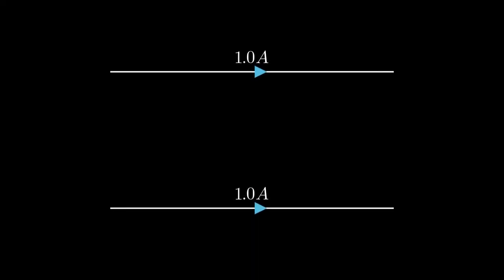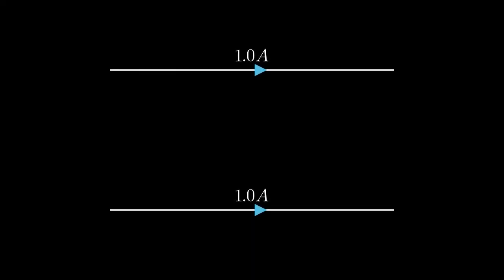The direction of the current is indicated by a small arrow which points the positive direction, but just like in the case of voltage, a positive current in one direction is the same thing as a negative current in the opposite direction.